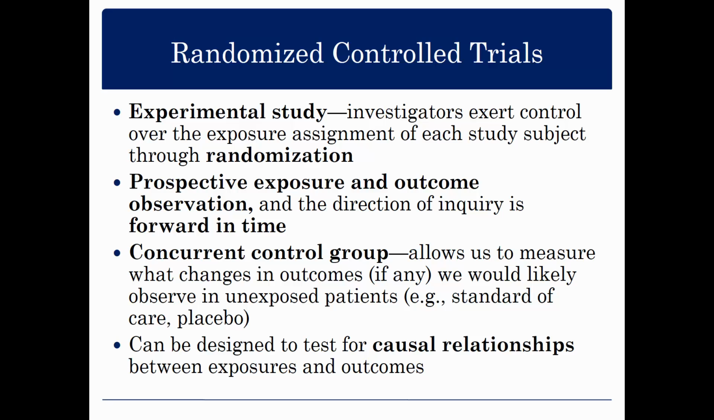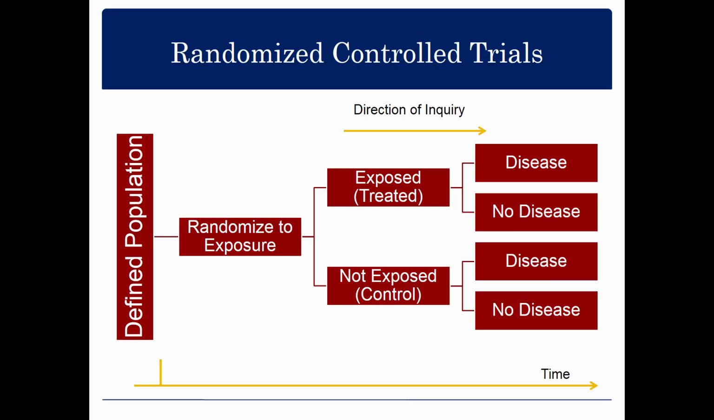The direction of inquiry is also forward in time because you start with the exposure or the treatment assignment and you look to the outcome. One of the benefits of the randomized controlled trial, that's not always the case in other studies, is that it has a concurrent control group. And that means the control group is being quote-unquote treated and observed simultaneously to the treatment group or groups. And so these are the types of studies that can actually be designed to test for cause and effect relationships. It's the only kind that can.